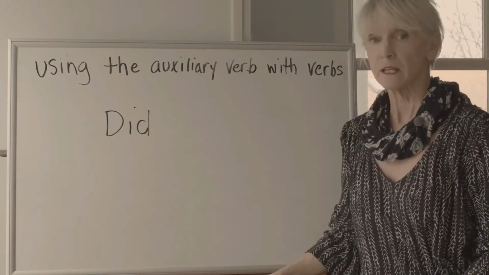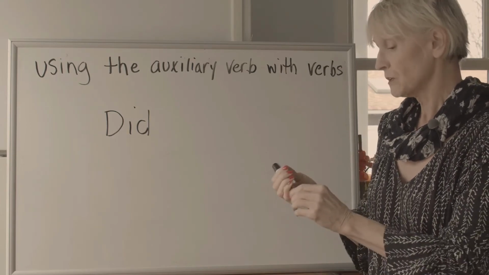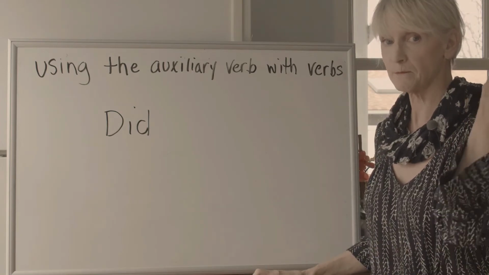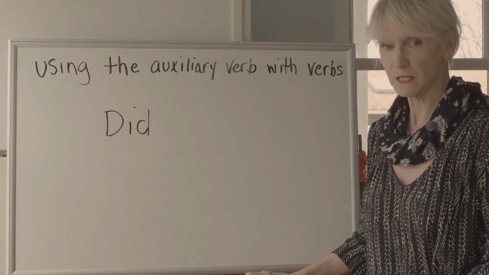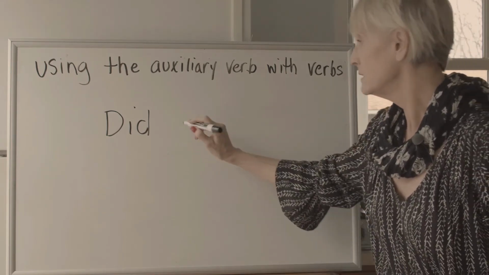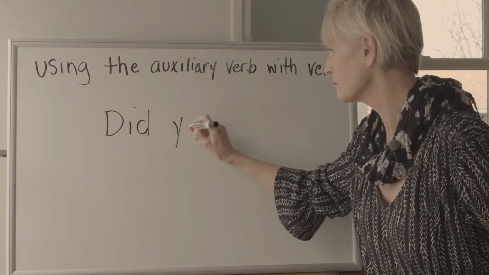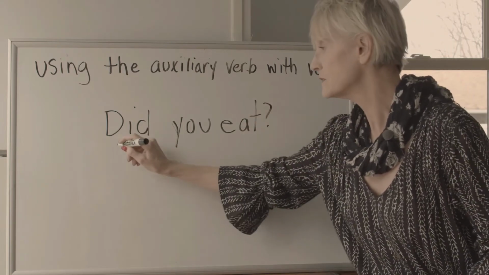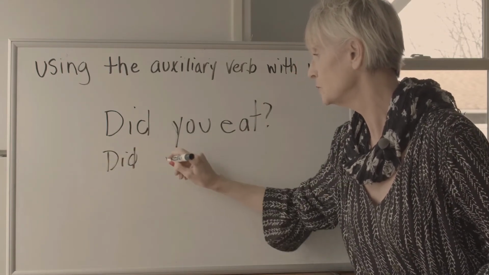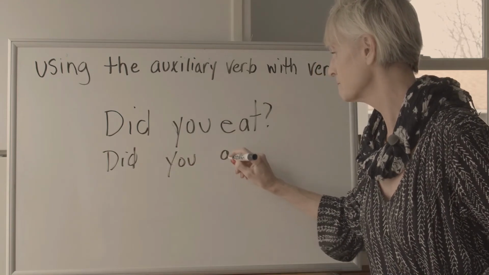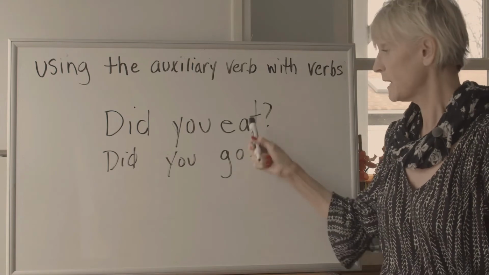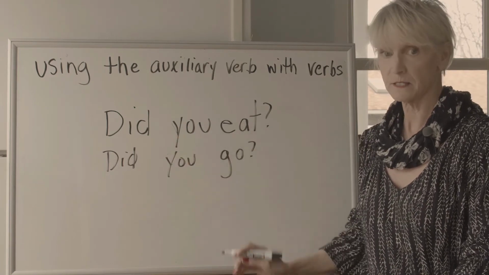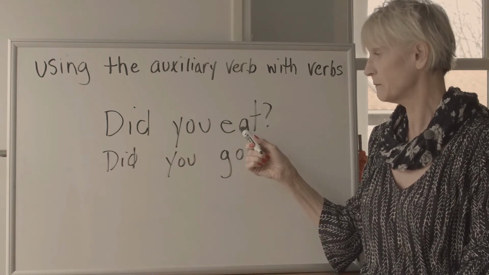So did is the past. So for example, I can make a sentence asking you a question that happened in the past, but the main verb will stay in the base form. So I could say, did you eat? That's a question. I could say, did you go? Now these two verbs happen to be irregular. And you can answer, yes, I did, or no, I didn't, if I'm talking about eating or going.